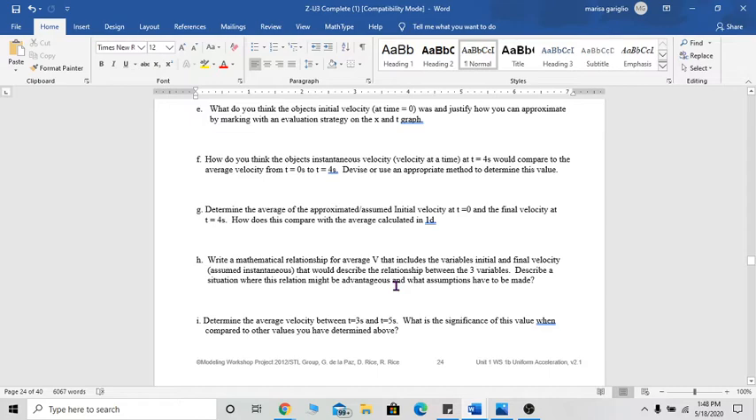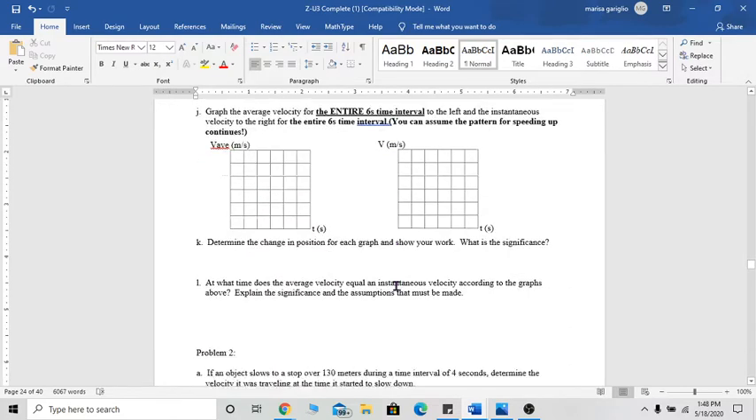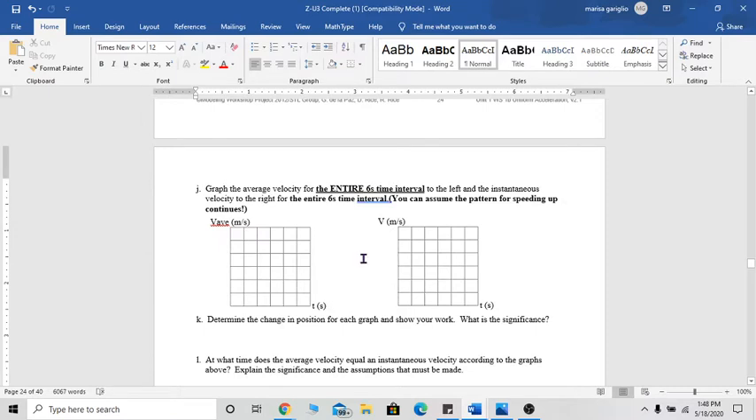And then you get down here. This is where it's going to get a little bit harder now. So on your graph here, we're going to graph average velocity here, velocity instantaneous on this one here. And the directions there tell you which one's which.